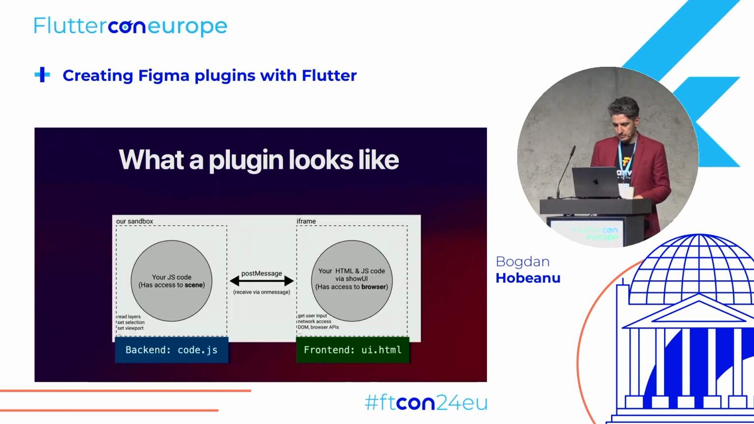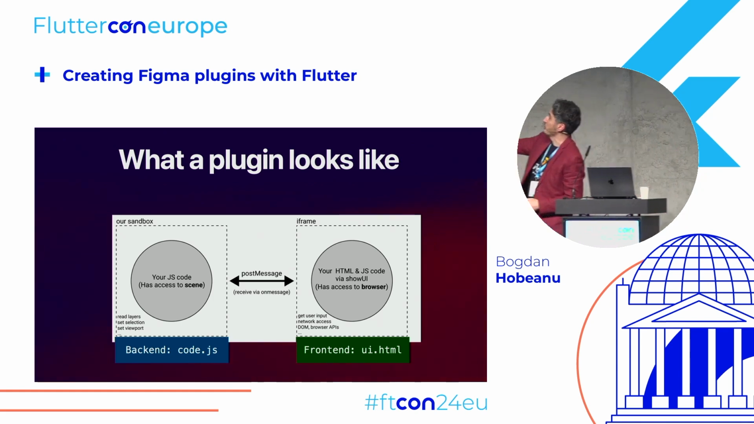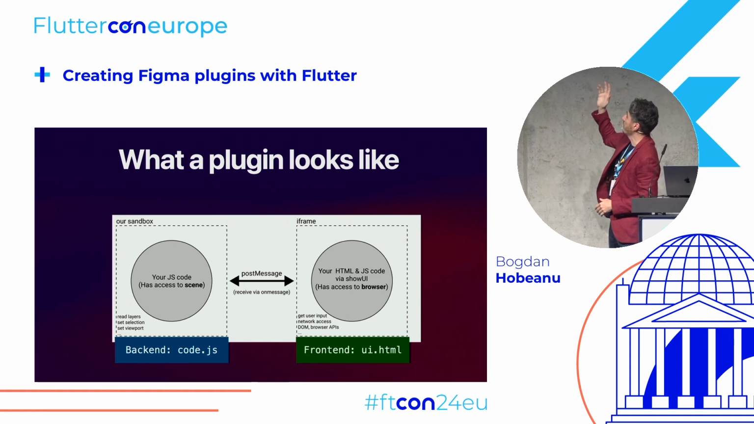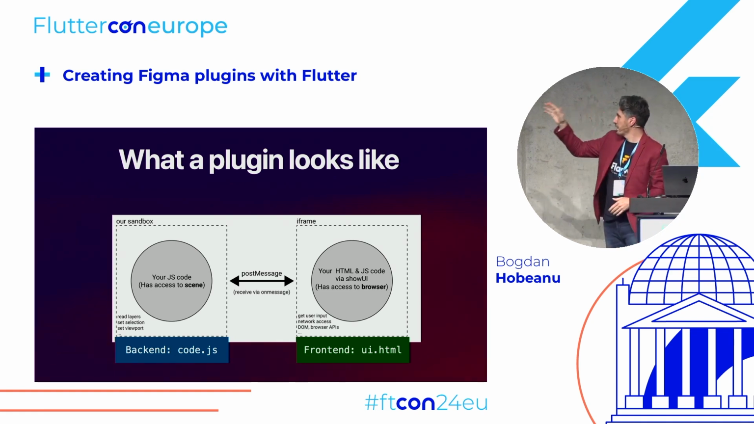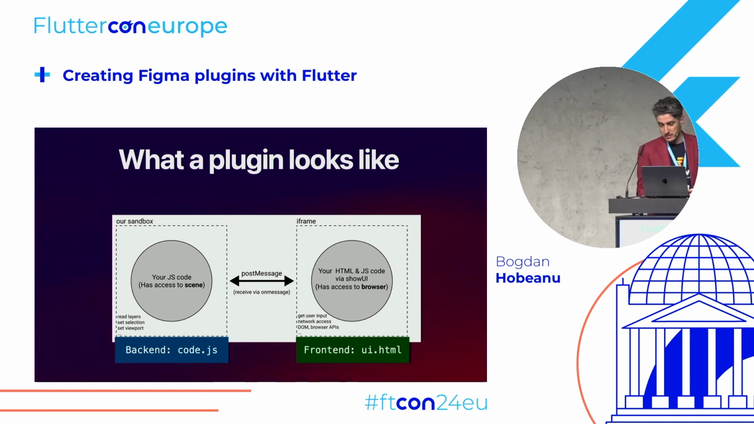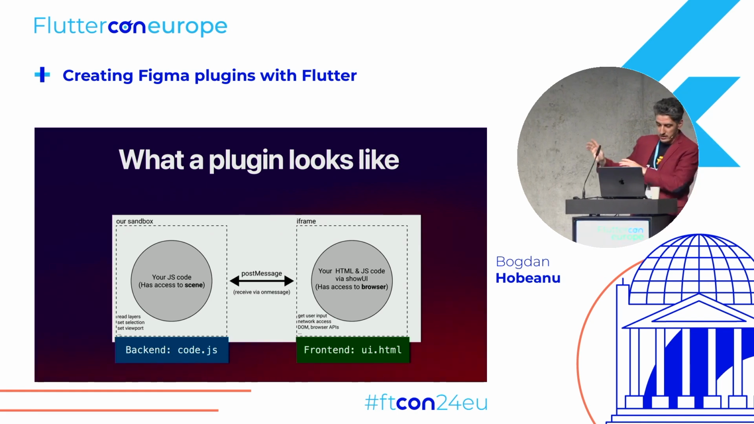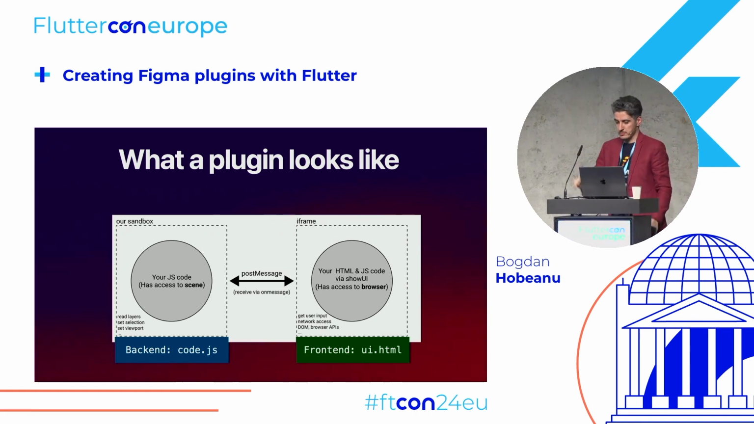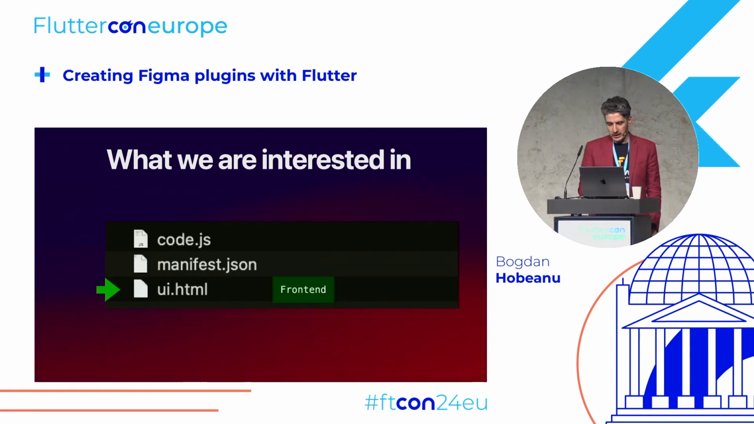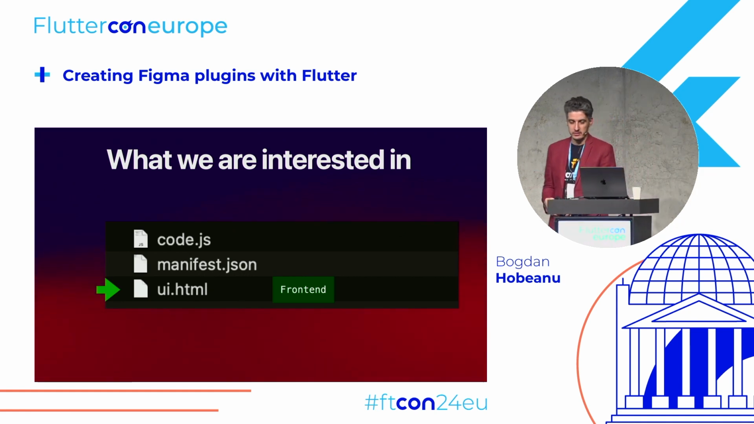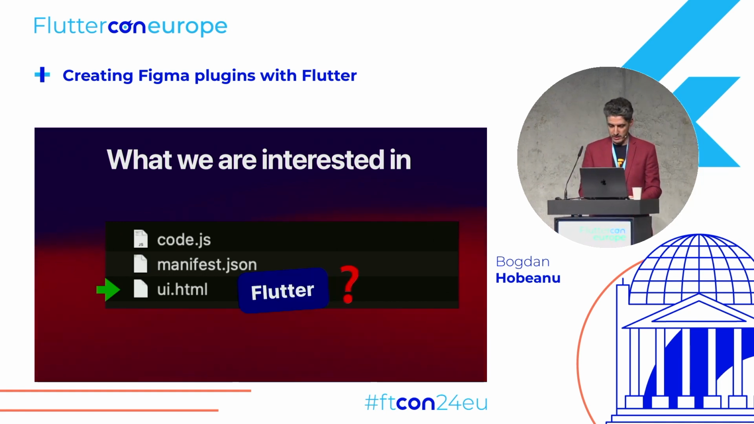Now, this is a diagram from Figma, and as you see, they say the JS code is our sandbox, and the HTML is our iframe. I like to use backend and front end, and these two parts communicate via messages. And as you saw, this UI.html is the front end that we'd like to build, and this is the only file we are interested in right now.